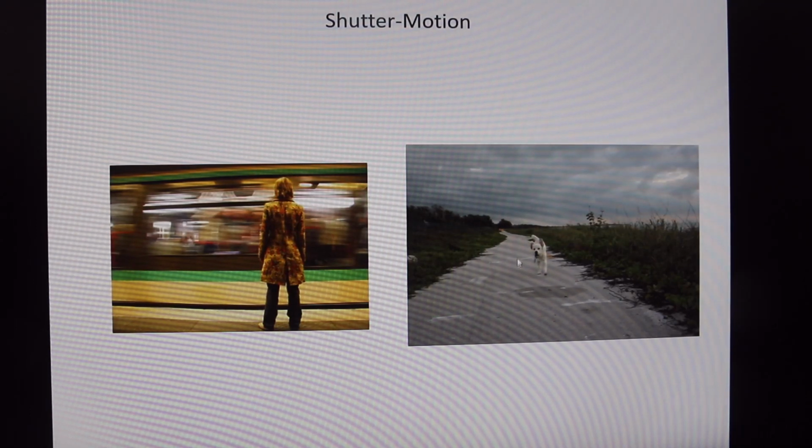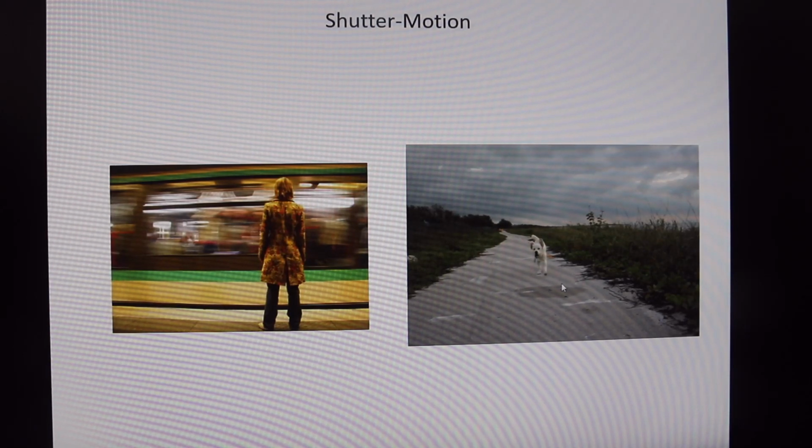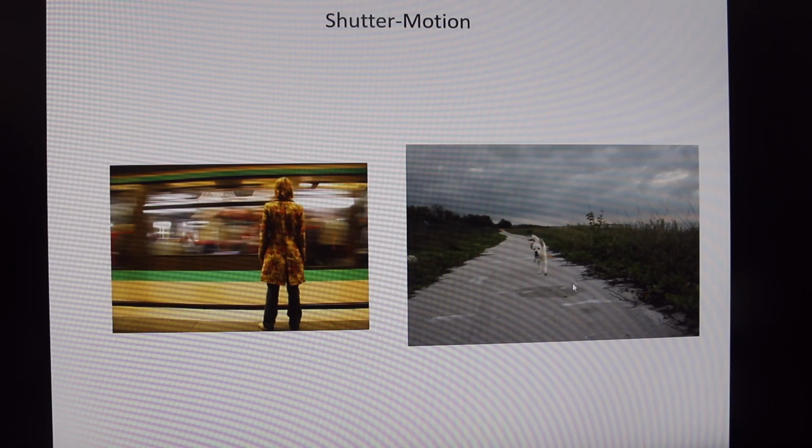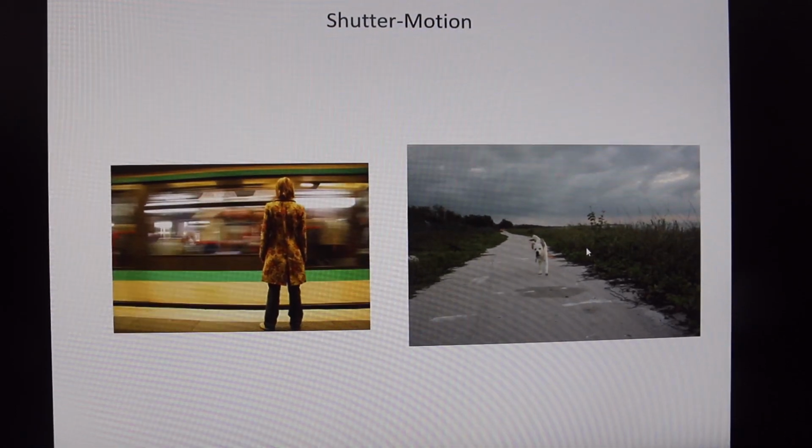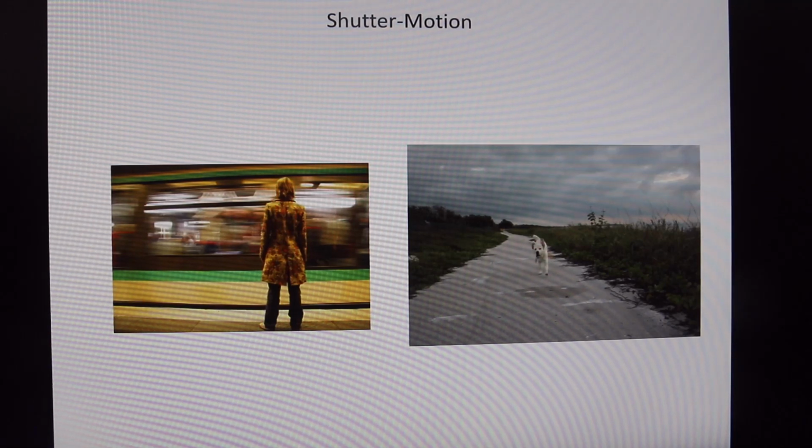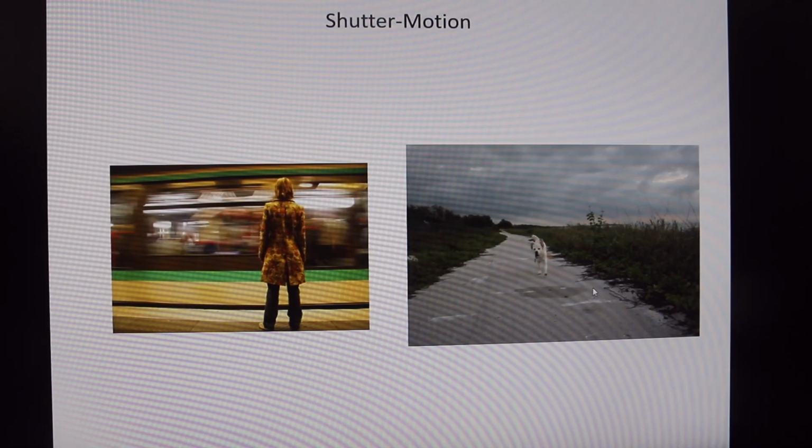Or if you want to freeze motion, this was one of my dogs when he was a puppy. As he was running towards me, I took this shot because I wanted to show how enthusiastic he was when he was running, and I wanted to catch his ears up in the air, so that's why I used the high shutter speed. It can really be something to play with, shutter.